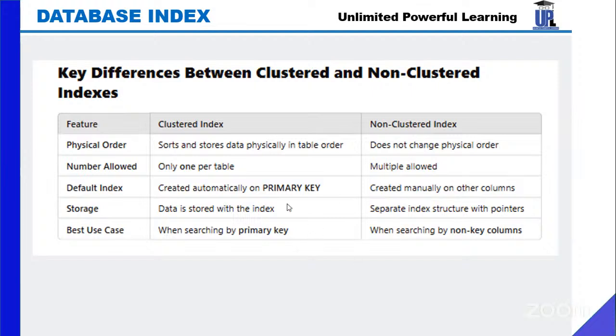Okay. So we'll see that. We'll execute the queries, then you'll understand. So the default is the primary key. Here, manually, we choose other columns. Storage: data is stored in the index. It's a separate index structure, and pointers will be stored. When searching by primary key, the clustered index is going to work. When searching by non-keys, the non-clustered index is going to work. This is the major difference between the clustered and non-clustered index.